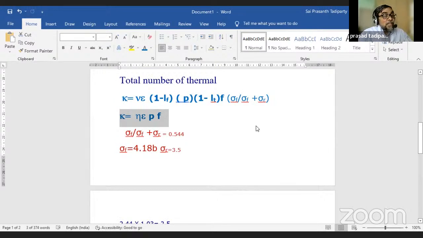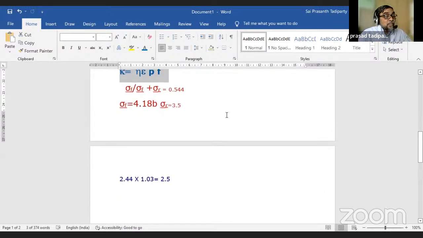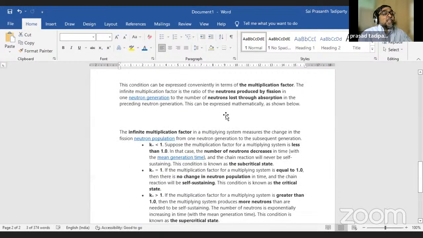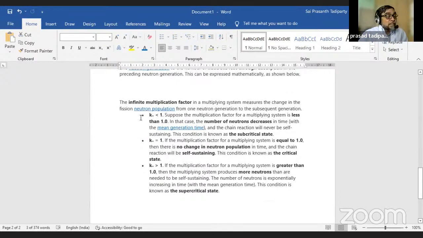The value of K is very important in determining the functioning of any reactor. There are three cases you can consider. This is also called K infinity, or the infinite multiplication factor. That is the measure of the change of neutron population from one generation to the next, that is, how many neutrons are being multiplied from one generation to the other. So if k infinity is less than 1, what will happen?